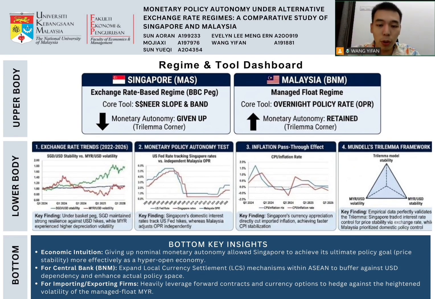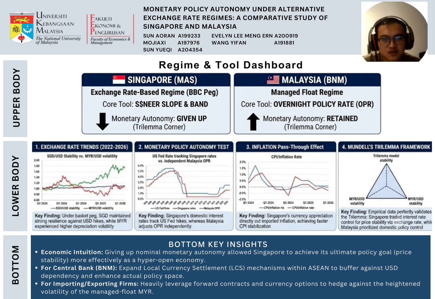Finally, Chart 3 shows the inflation path. Global supply shocks caused inflation to peak in 2024 for both nations. However, Singapore's stronger currency allowed its CPI to decline much more sharply and stabilize first compared to Malaysia's, as we will discuss next. Thank you.